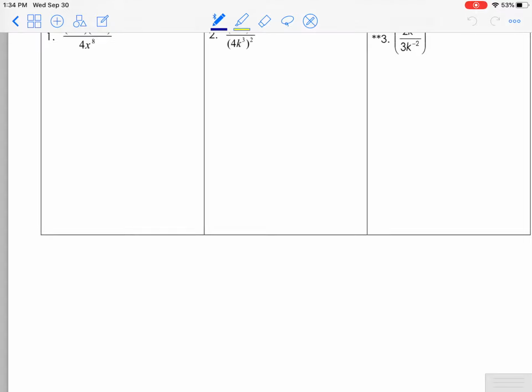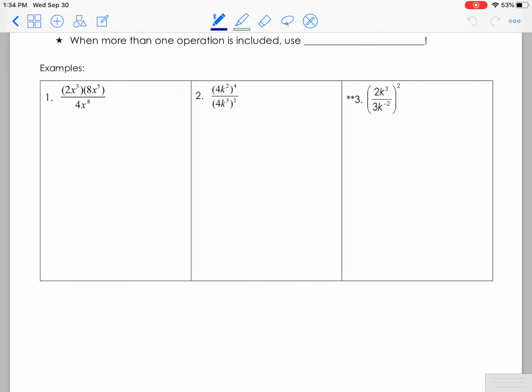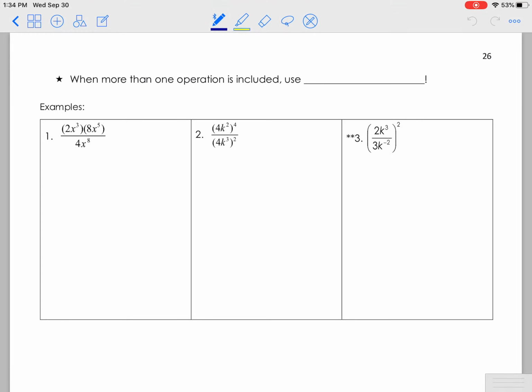All right, so let's take a look at these here. So here's a little bit harder. We'll eventually get to this level, so if you're uncomfortable with these 3 examples, don't worry about it. We're going to spend some more time practicing these. But I'm more concerned that you got what we did on page 25 for now.